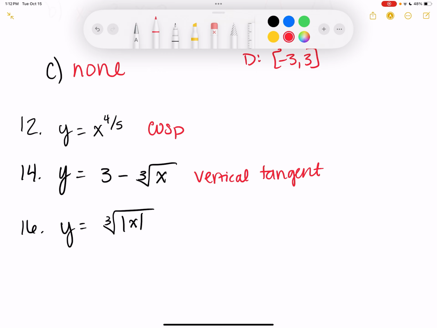Bro. What? It's looking kind of like some sort of... Someone's hurting that child. Oh, that's on my graph.